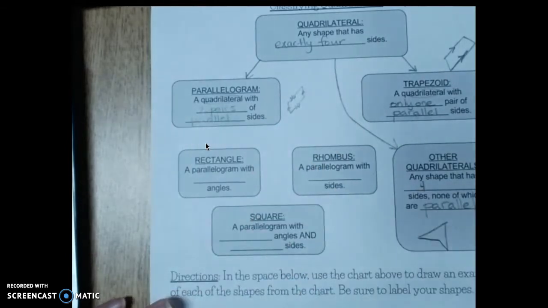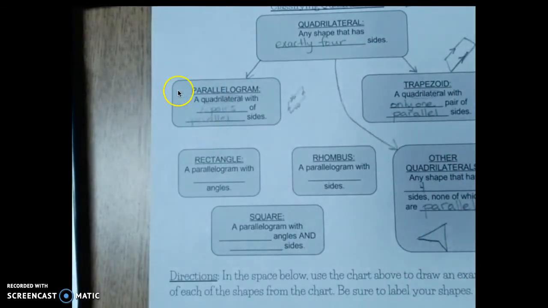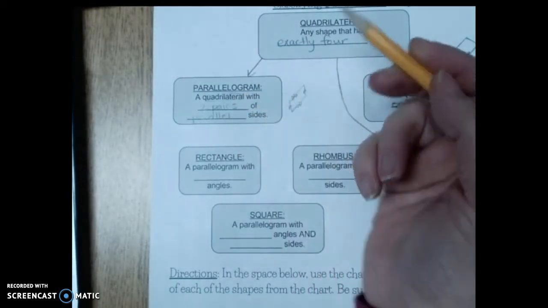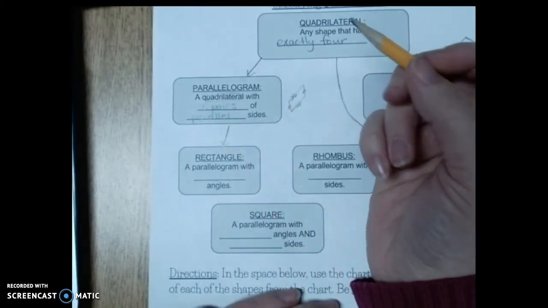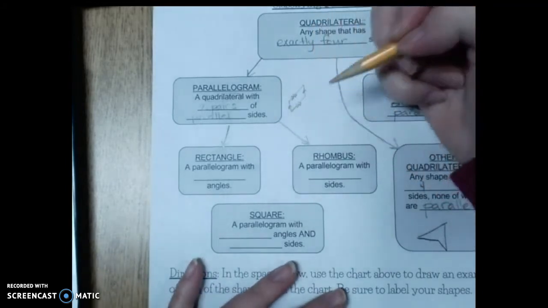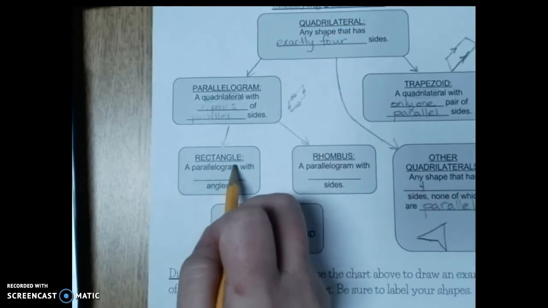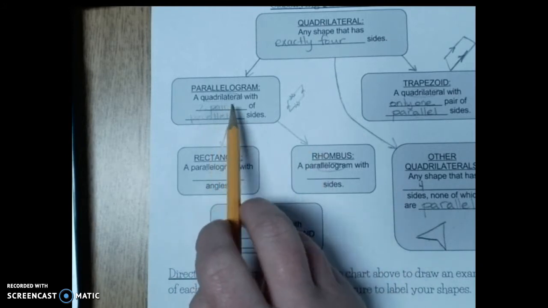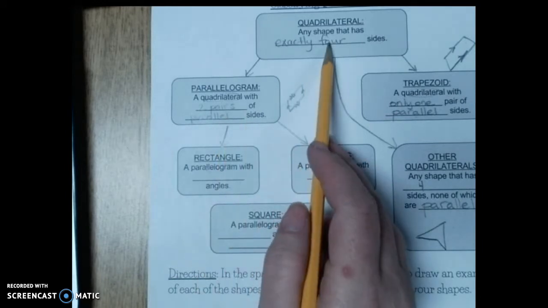Now we're going to focus a little more on the parallelogram side, and talk about the sides and the angles of a parallelogram. We are going to talk about special types of parallelograms. I want you to draw a line from parallelogram to rectangle, and then another line from parallelogram to rhombus. Both of these have parallelogram in their definition, which means that both a rectangle and a rhombus are a quadrilateral with two pairs of parallel sides. They also have four sides because they're also a quadrilateral.